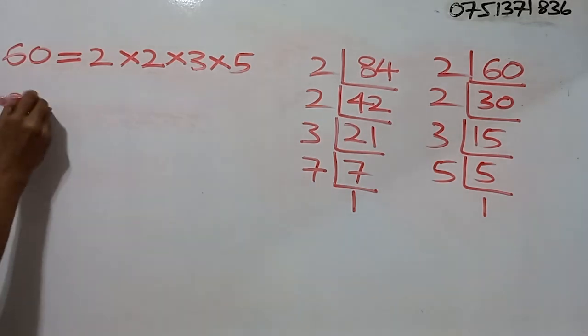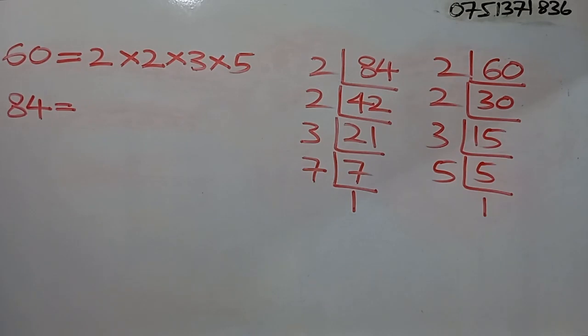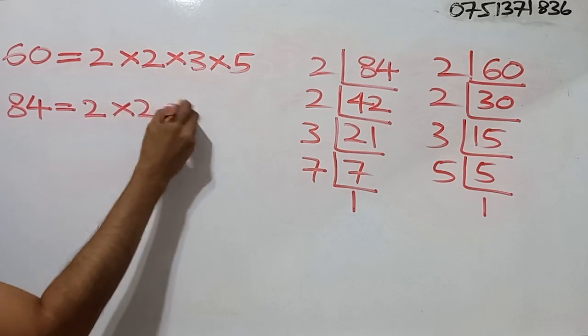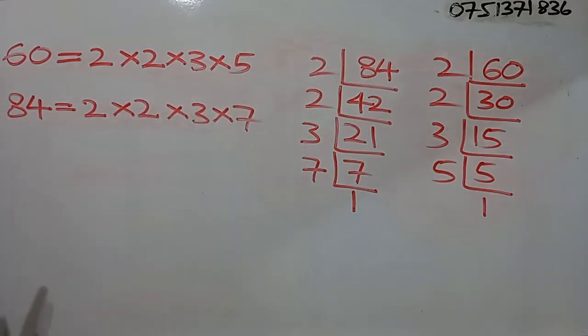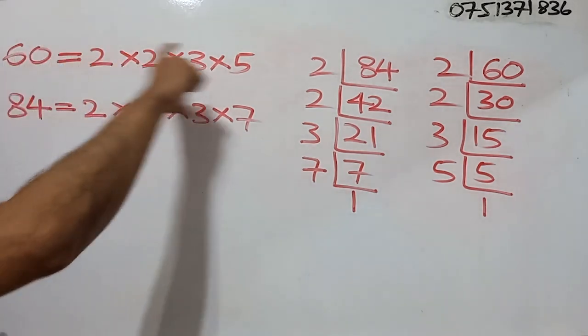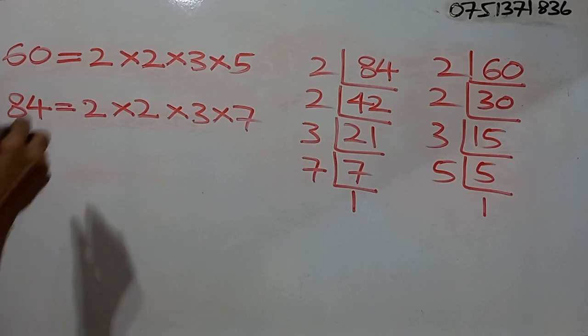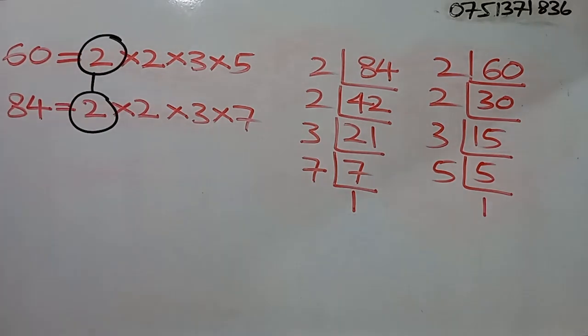So again I will take the number 84 and write down the prime factors as a product. So 84 is equal to what? 2 into 2 into 3 into 7. Now I will select from these factors what are the common factors, right? So here we can take 2, which is common to both numbers. So I will write 2.